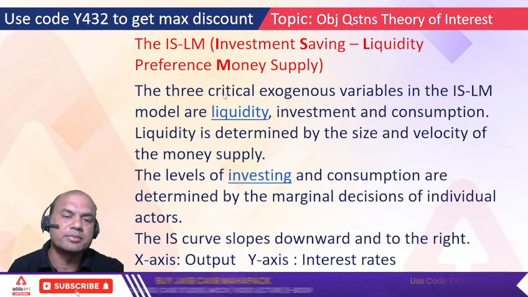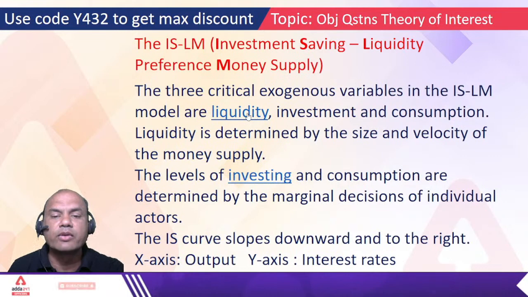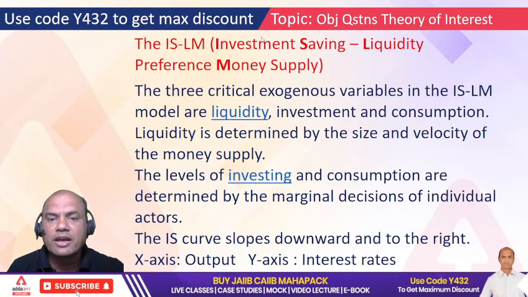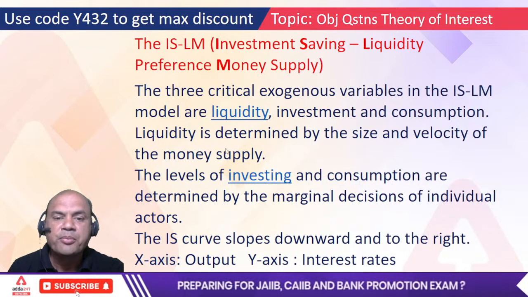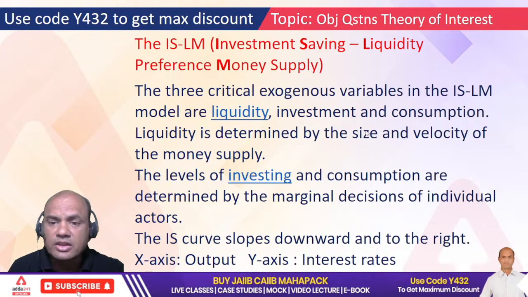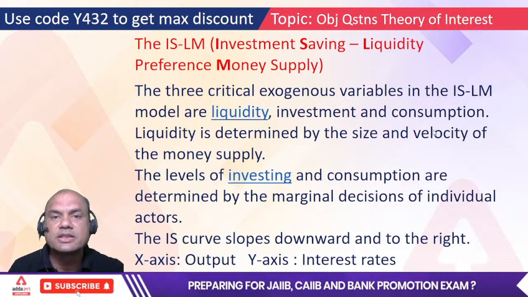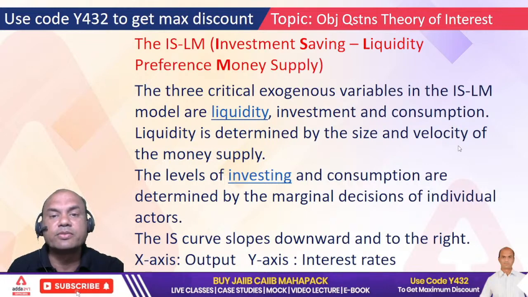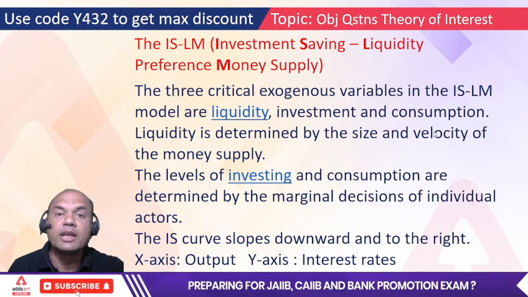Now we'll go for this ISLM curve. The three critical exogenous variables in the ISLM curve model are liquidity, investment, and consumption. So this consumption will come as a part of this preference money supply. Liquidity is determined by the size and velocity of the money supply. Size comes from GDP, and velocity means how many hands the money changes. Now this velocity is always defined by CRR, because CRR is meant for increasing the velocity of money in the economy.